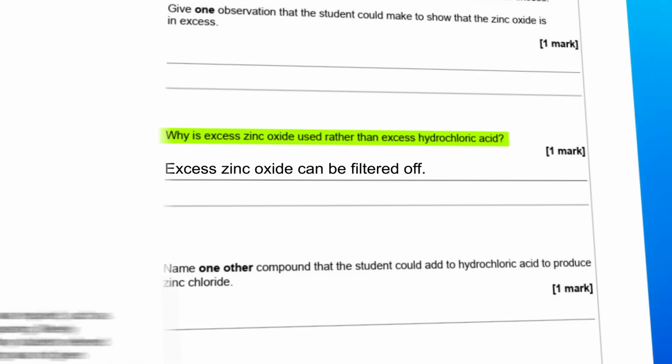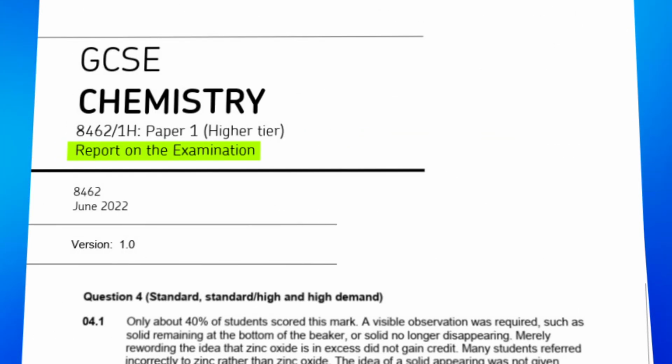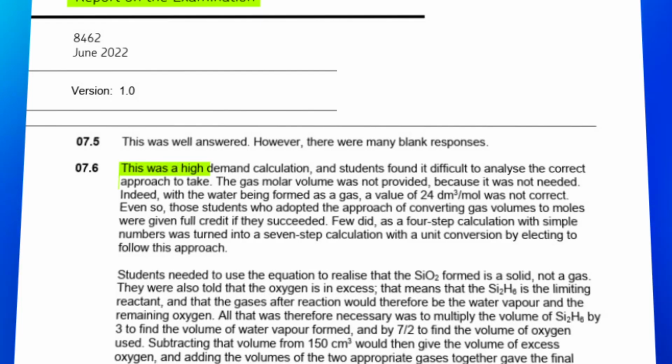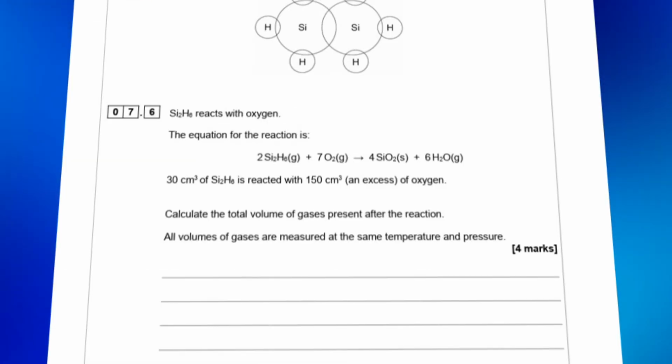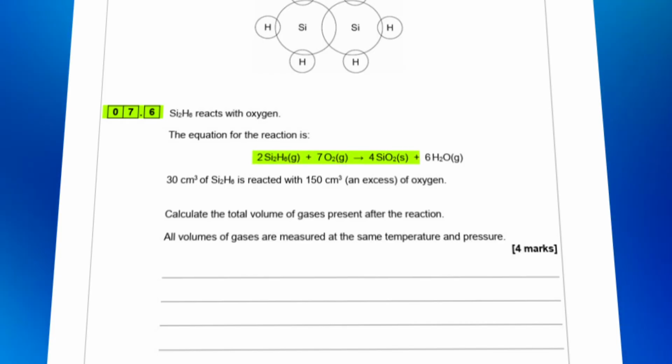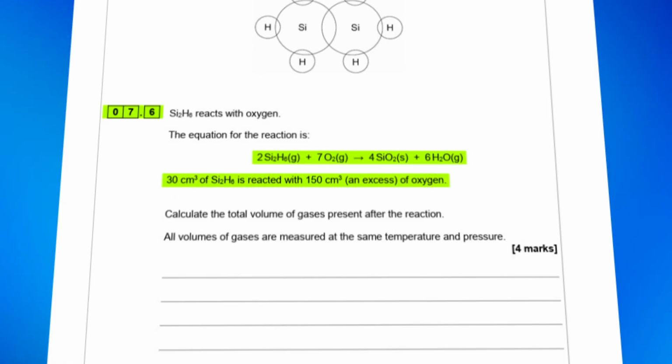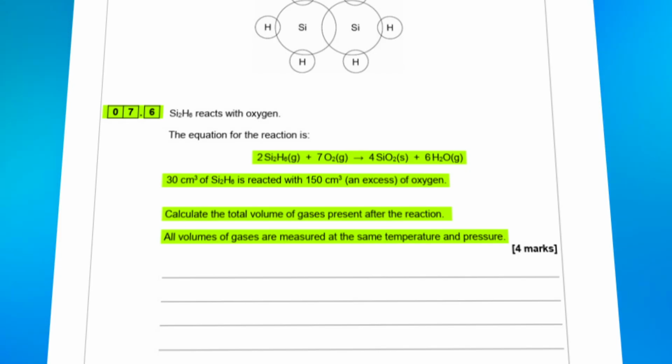Now, moving on to the next question, and this is a question that is described by the examiner's report as a high demand calculation, and students found it difficult to analyze the correct approach to take. So let's go through this question, and this question is 7.6. It shows us the equation for the reaction, and it tells us that 30 centimeters cubed of Si2H6 is reacted with 150 centimeters cubed of an excess of oxygen. Calculate the volume of gases present after the reaction. All volumes of gases are measured at the same temperature and pressure, and this is for 4 marks, so this is a very important question on the paper if you want to get a good grade.